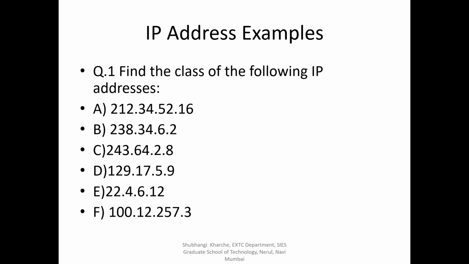The last IP address has first octet value 100. You might be thinking that it belongs to class A, but you need to check carefully whether each octet value is a valid value or not. Here the third octet value is exceeding the maximum possible decimal value for an 8-bit binary number, that is 255. Thus, this last IP address is not a valid IP address.